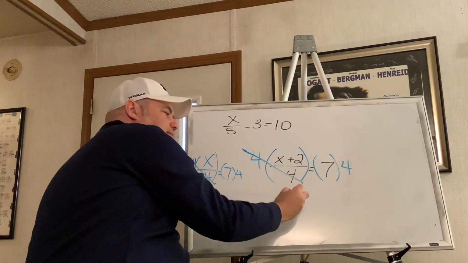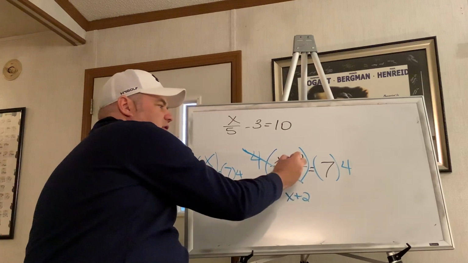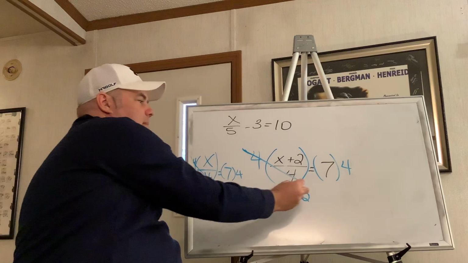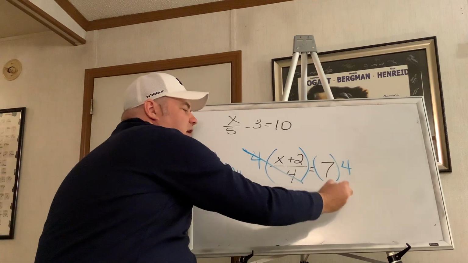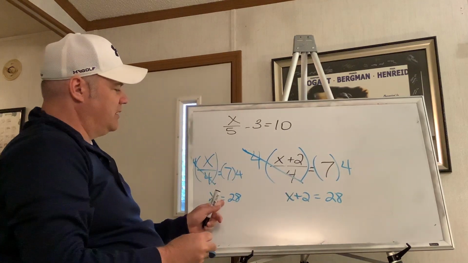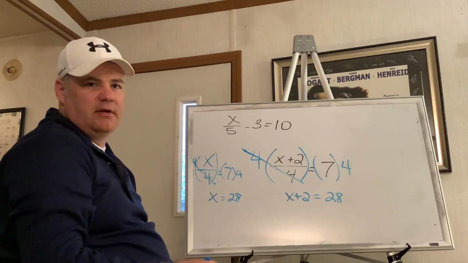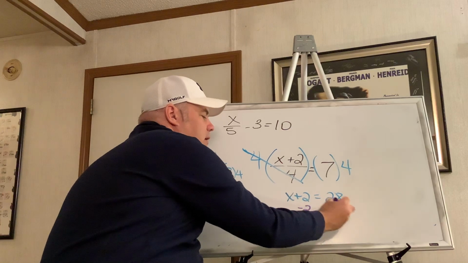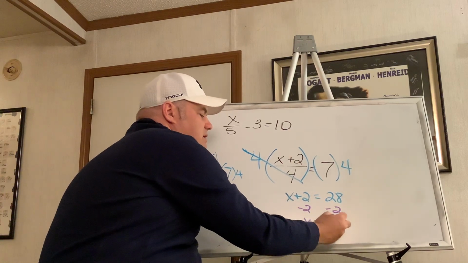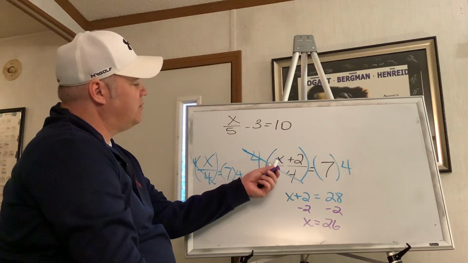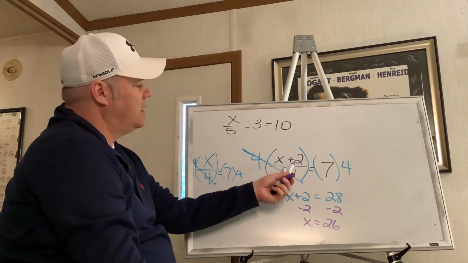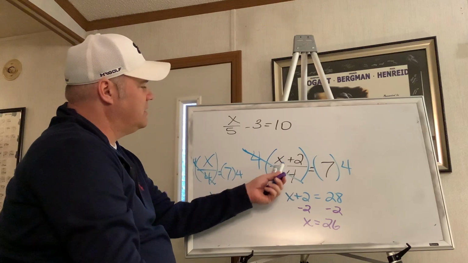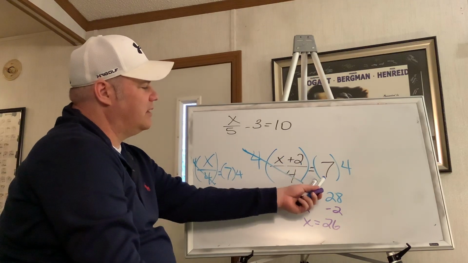These cancel out. We're left with just what's on top. And over here we get 28. The only difference is now, this one we were done, but this one we still have to get rid of our 2. So we're going to subtract our 2, and we're going to get x is 26. Okay, plug it back in. 26 plus 2 is 28. 28 divided by 4 is 7.